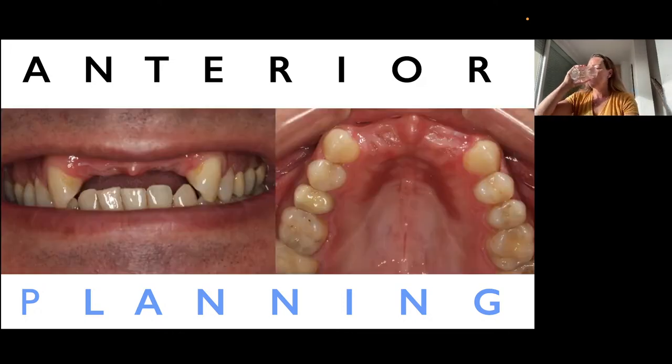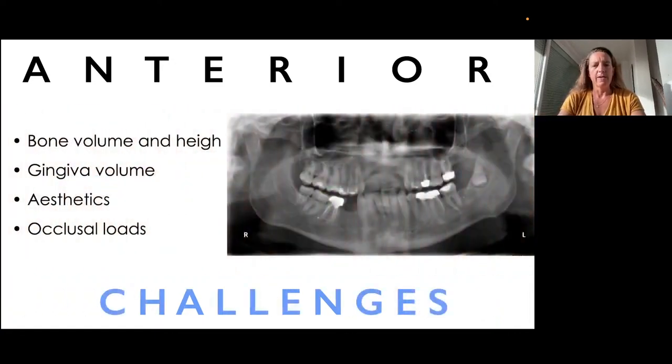So when we miss the 4 incisives and we want to place the 4 teeth, how do we plan this? How many implants do we plan? Where do we place them? This is very important. So the challenges that we have here are basically the bone volume and height, the volume of the gingiva, the aesthetics, and also the occlusal loads, especially in terms of the guides, anterior guides, lateral guides. So these are the challenges that we have.